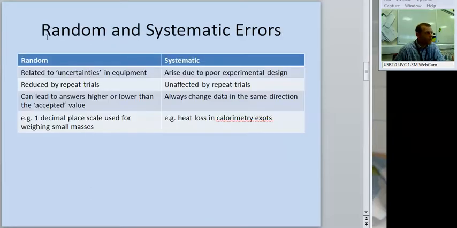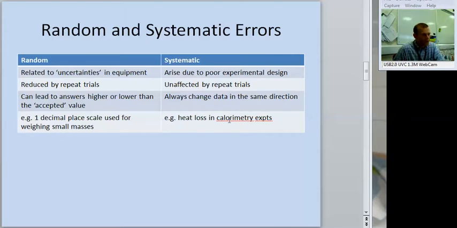We also need to understand the difference between a random and a systematic error. So random errors primarily centered around the uncertainties in equipment, which we'll talk about in a moment. They can be reduced by repeat trials. They can give you answers that are higher or lower than the accepted value. Compare that with systematic, which will always give you a change in your data in the same direction. Right? And they usually arise because of poor experimental design. No matter how many trials you do, you're always going to have the same problem, so you're always going to have the same error.